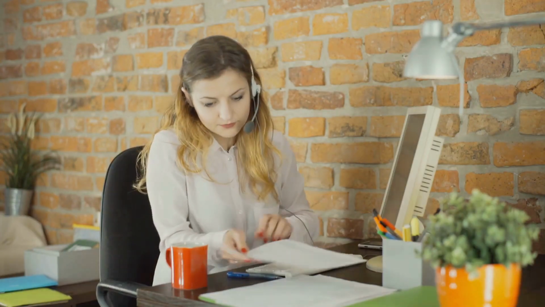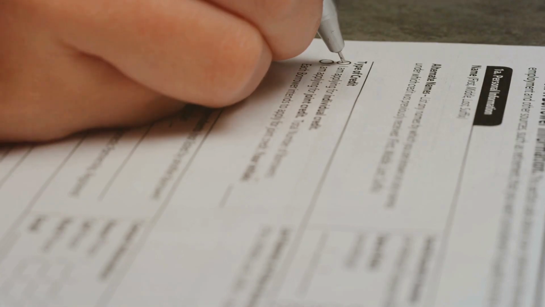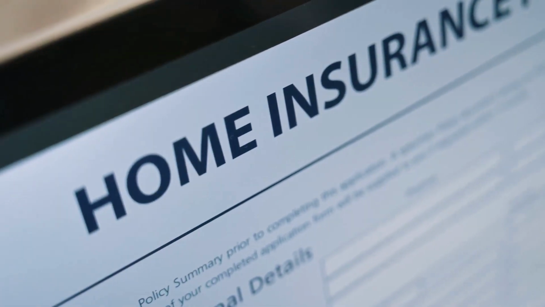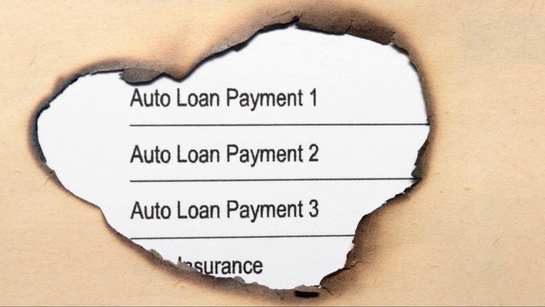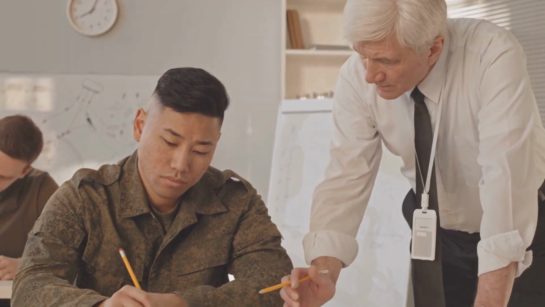Section 9. Final touches, additional information for your application. You're almost finished. The last step is to provide some additional information. This section might ask about your insurance coverage. Do you have health insurance or car insurance? We might also ask about your military status. Are you currently serving or a veteran?